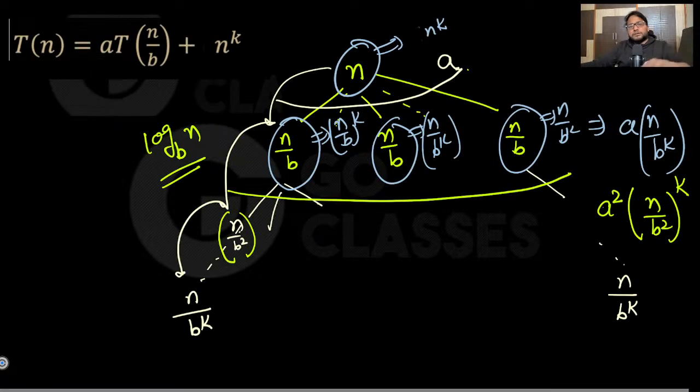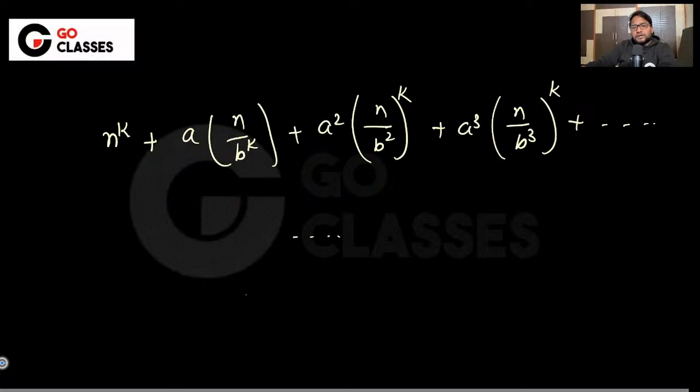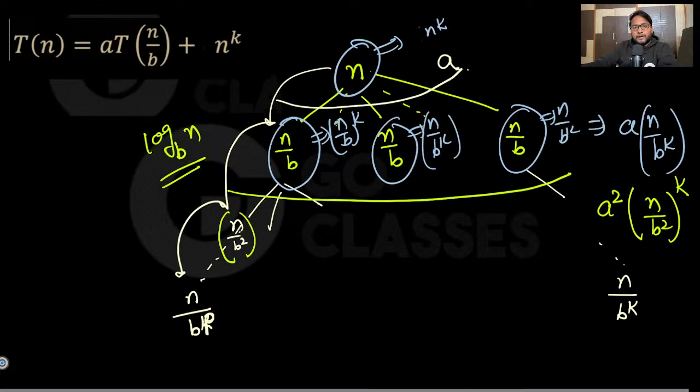Let's suppose this k is there. Since they have used this k, maybe I can use something else, like p, because they have used the name k. Let's suppose this is p, n upon b power p. So they are basically saying n power k at the first level.